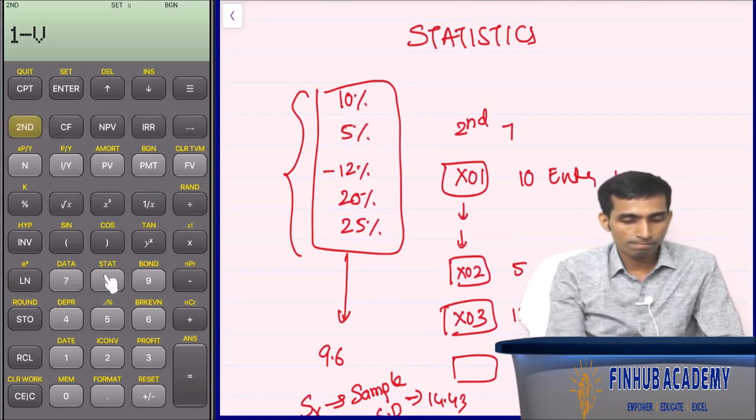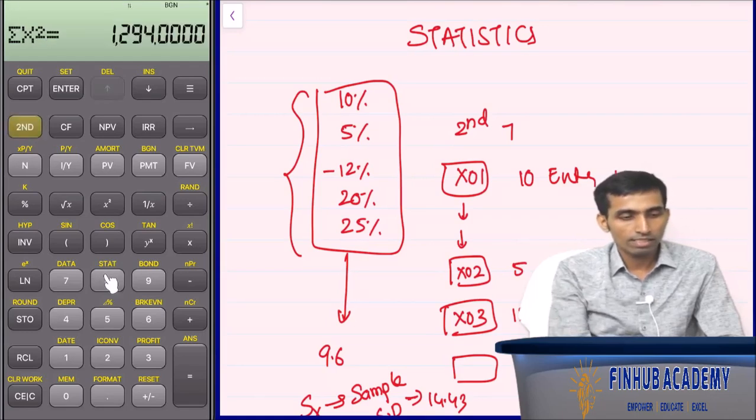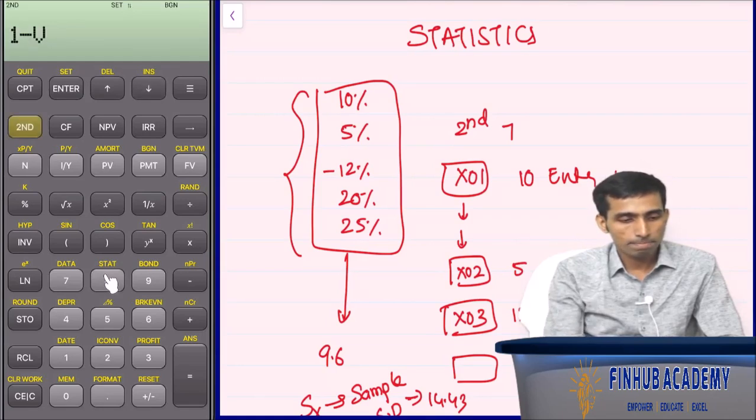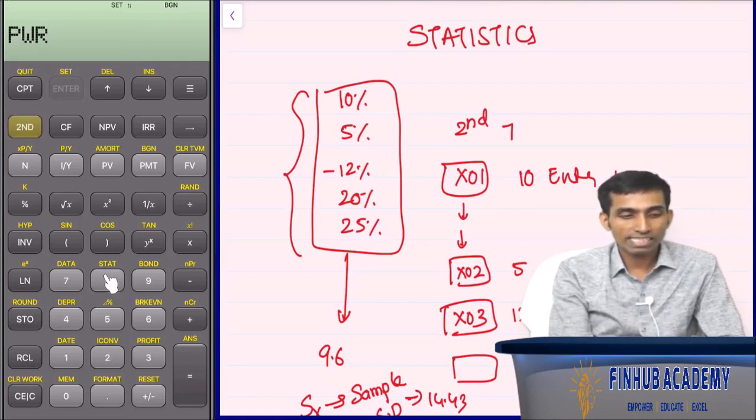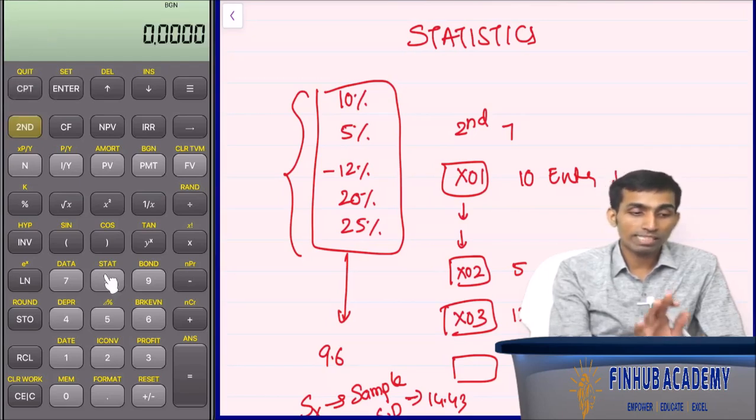Second, stats. See, this is linear mode. What I did, if I go to second stats now and then if I press, see, it is showing linear. If I press second set, this is log normal mode. Second set, exponential mode. Second set, power. Second set, one variable. Understood? Okay, second set, linear mode. Second quit, it is in linear mode.